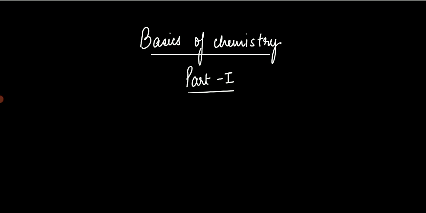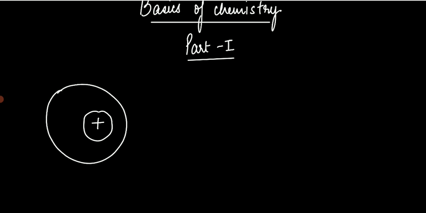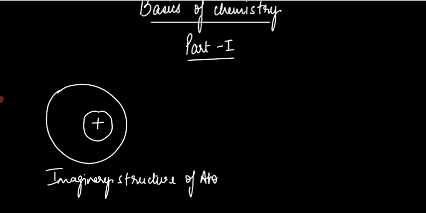So, quickly, without wasting time, I'll start with the basics of chemistry, which I call part one. I start this basics part from the atom. So, we have seen this structure of atom. This is what is called the imaginary structure of an atom. Now, nobody has seen an atom like this. The form of information about atoms, electrons, or whatever we want to understand about it.